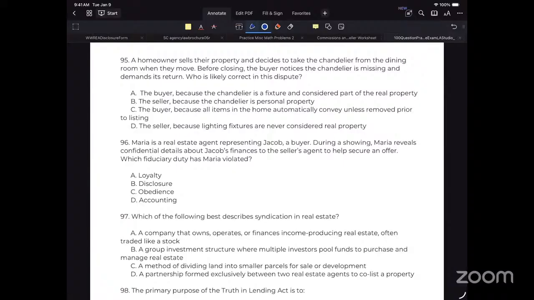95. A homeowner sells their property and decides to take the chandelier from the dining room when they move. Before closing, the buyer notices the chandelier is missing and demands its return. Who is likely correct in this dispute?